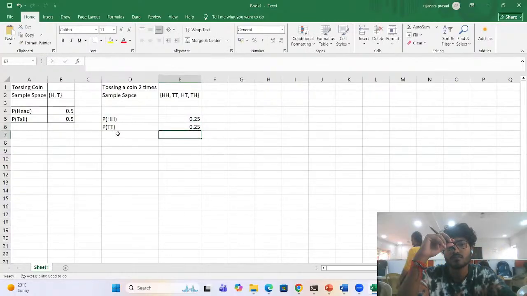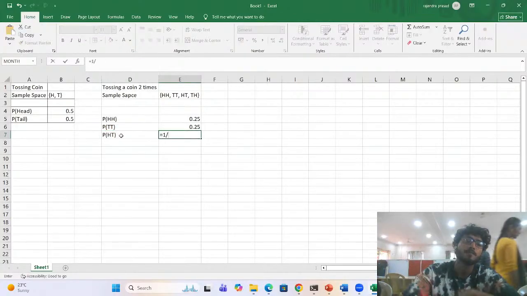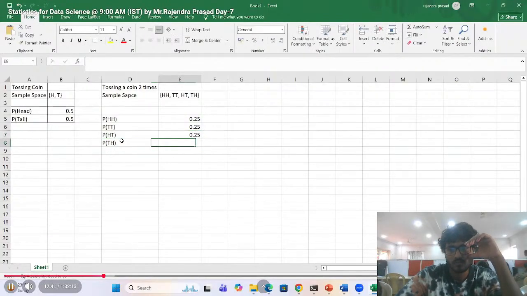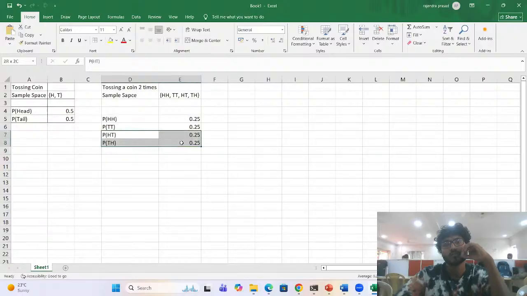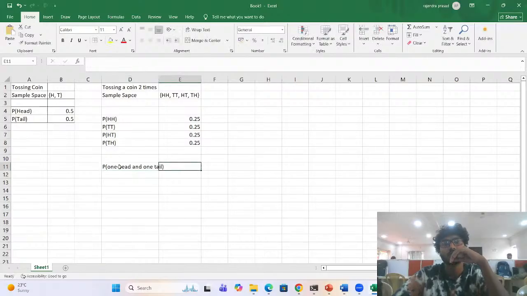Next, what is the probability of getting first one head, next one tail? How many possible cases do you have? 1 divided by 4. Same way, what is the probability of getting first one tail and second one head? That is 1 divided by 4. Or else the same thing can be calculated as the probability of getting one head and one tail. I'm not talking about first head or first tail. I'm talking about whenever I toss 2 coins, one will be head and one will be tail.